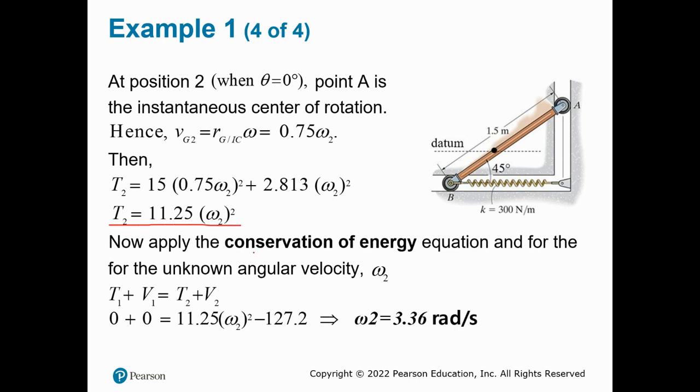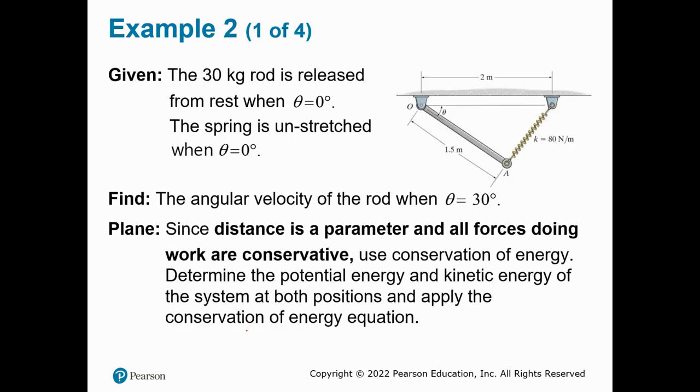And we put that into our conservation of energy equation. Initially, we have a zero, and then finally, we have the potential energy, gravitational and elastic together, and we also have the kinetic energy, translating and rotating together. That will help us calculate the omega, the angular velocity at 0 degree.